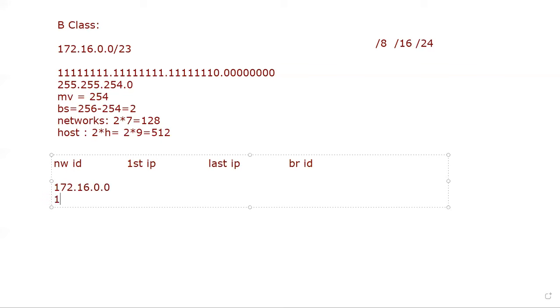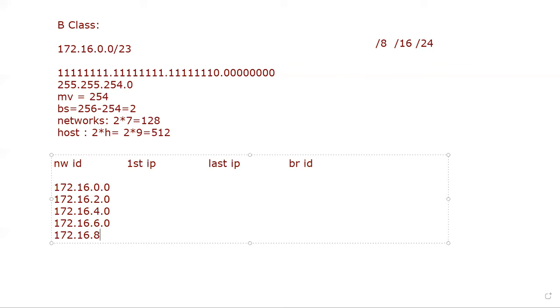So if you solve it like this, what is your block size? 2. So 172.16.2.0, 172.16.4.0, 172.16.6.0. You have to add 2 into the third octet. So what will be my first IP? Your first IP is 172.16.0.1.